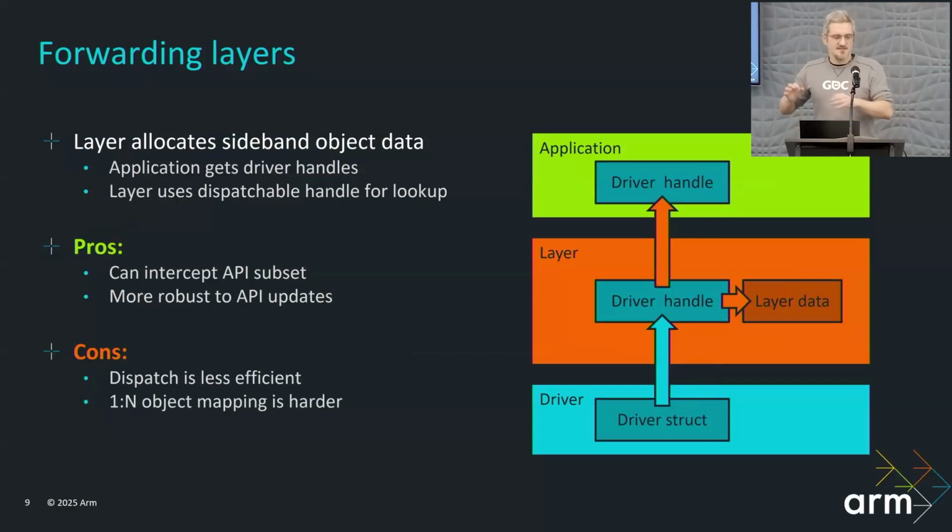This is much easier to write. You can just peephole the few functions you want. It does make the dispatch path less efficient. You're now doing a map lookup on every function call to get the indirection. But if you want to write layers quickly, this is generally the way to do it. So our tooling is designed to help you build this kind of layer.